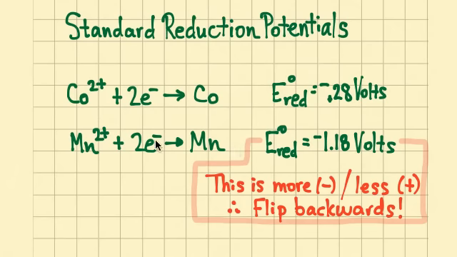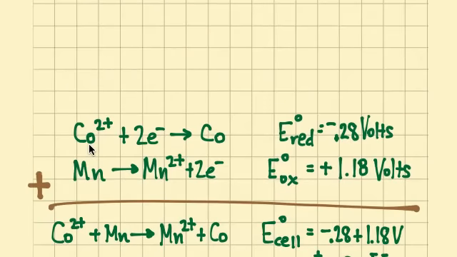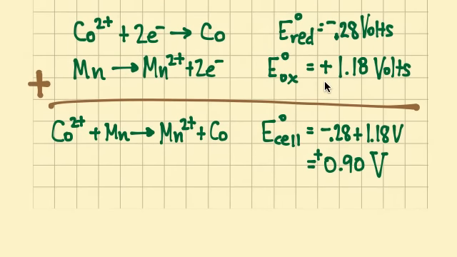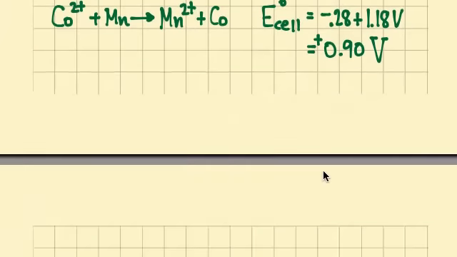So I'm going to end up flipping this one backwards, so I can have a cobalt 2+ cobalt, manganese 2+ cell. So I flipped that one backwards as an oxidation, called it oxidation, standard conditions, 1 molar solutions, room temperature, etc. I looked these up on tables, except this one flipped from negative to a positive 1.18. And indeed, my battery under normal conditions, the cobalt manganese battery, would work pretty well. Positive 0.9 volts.